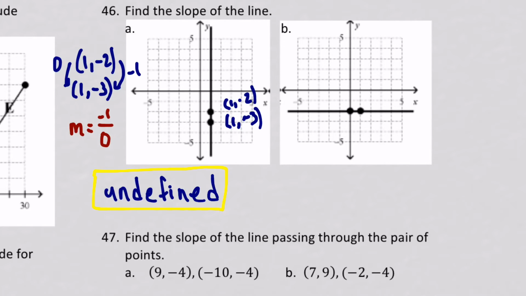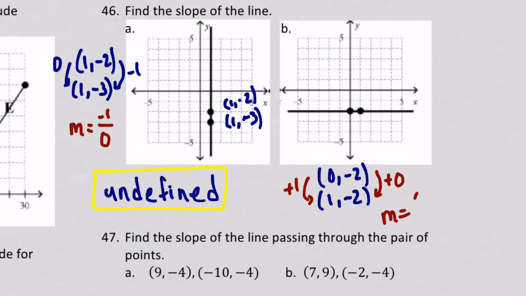All right, part B now. Using those 2 points, I have (0, -2) and (1, -2). Now in this case, the change in the x's from 0 to 1 is +1, and the change in the y's is 0, right? No change there. Therefore, the slope is 0 over 1. That one is not undefined. That is an operation that we can actually do.